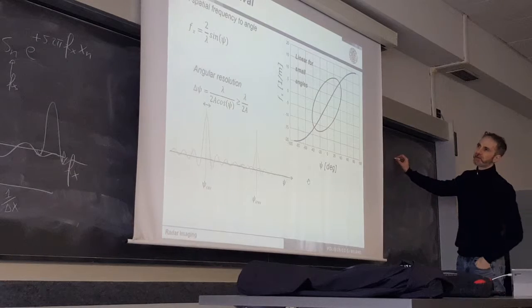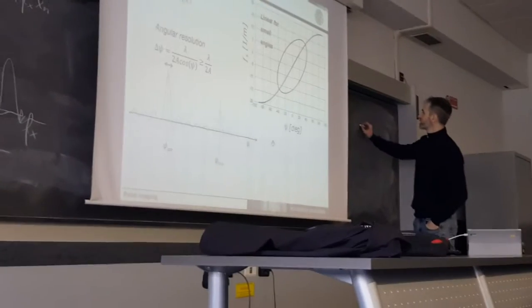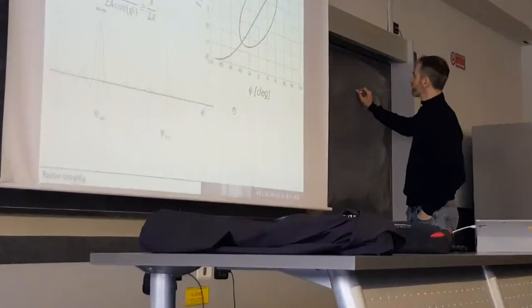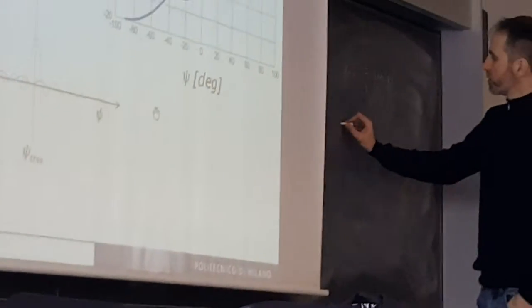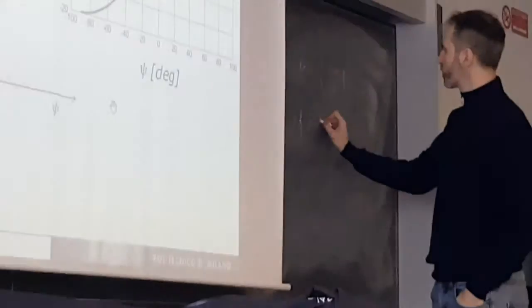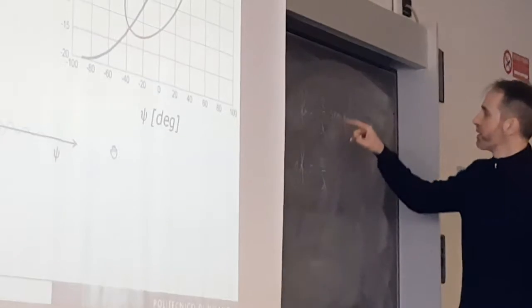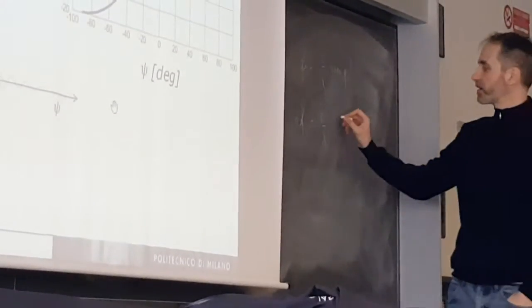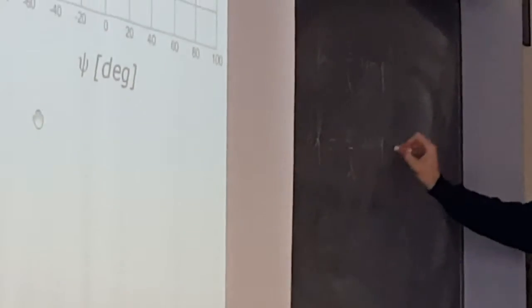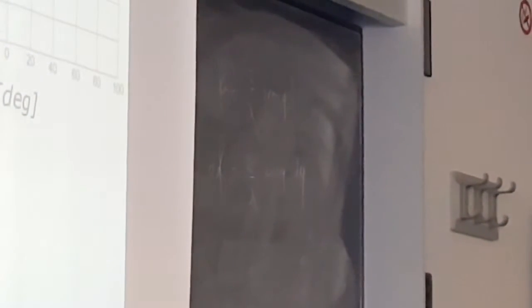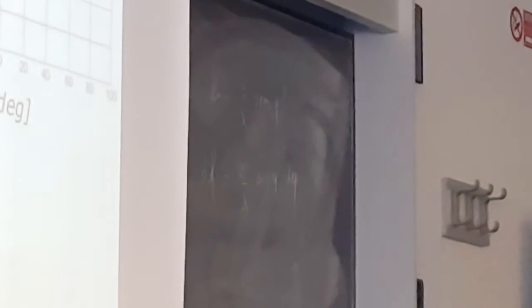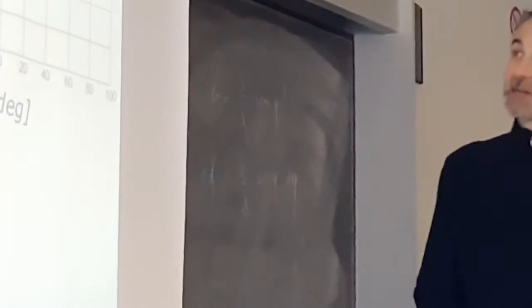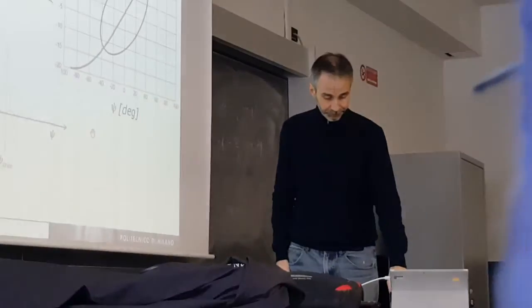So the frequency is 2 over the wavelength times the sine of psi. So the differential of the frequency is 2 over the wavelength, the differential of the sine is cosine psi times delta psi, and from here you get this expression for the resolution.